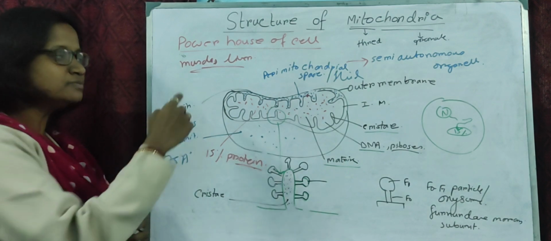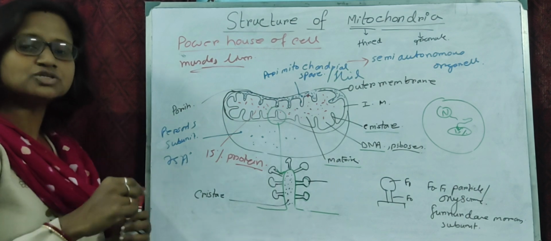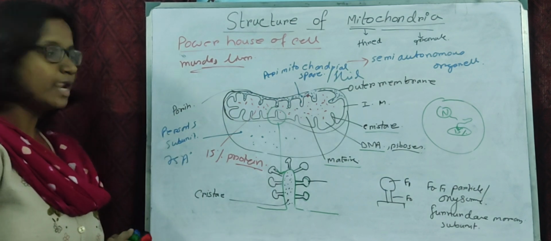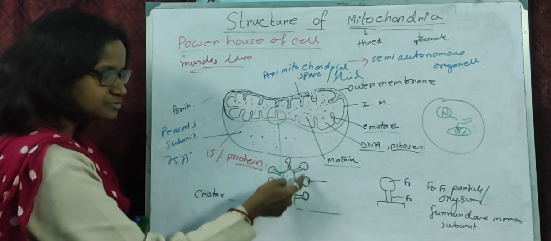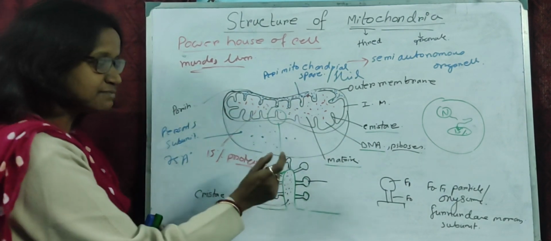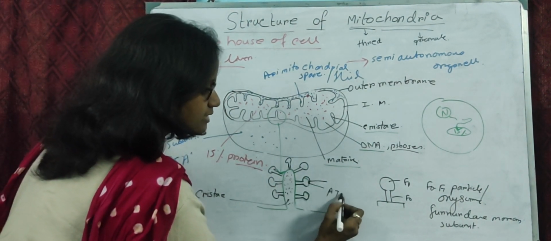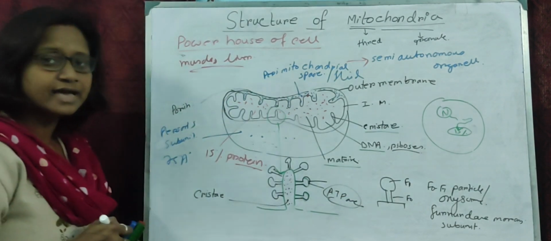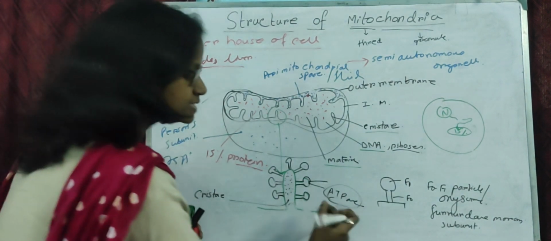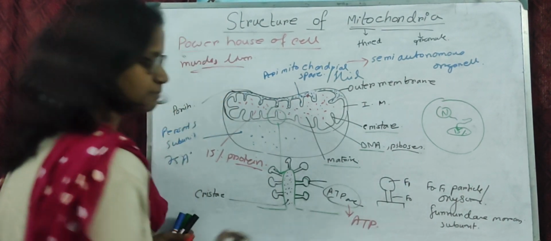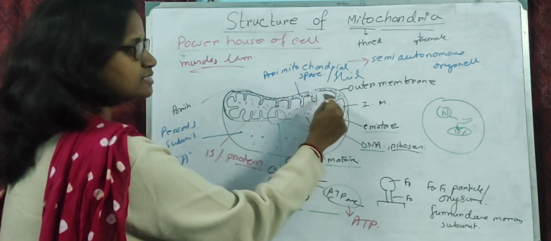The inner membrane forms foldings like finger-like projections, and that folding increases the surface area. Okay, why? Because with more surface area, there will be more F0 F1 particles, and this F0 F1 particle acts as an ATPase. That is the enzyme, and that enzyme helps in the production of ATP.